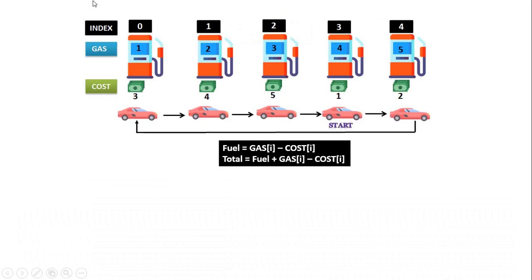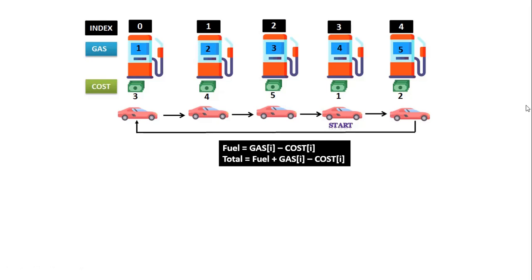So here we have the given values of index, gas and cost for each station, and then we have two more variables which are fuel and total. Here, fuel denotes the difference between gas and cost at a particular station, while total denotes the total fuel available at a particular station to move on to the next station.